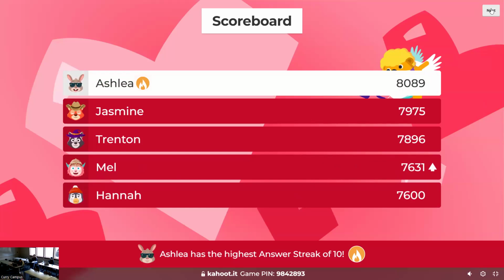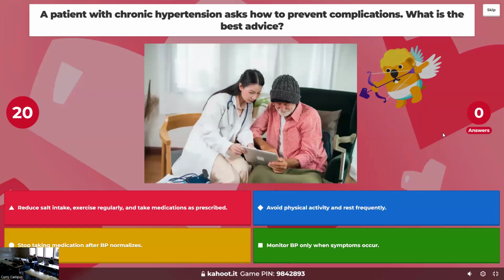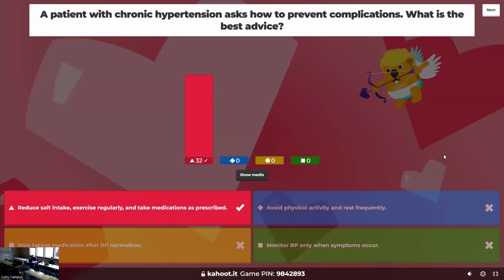All right. Ashley is ahead now. A patient with chronic hypertension asks how to prevent complications. What is the best advice? And the lower one is stop taking medications after BP normalizes. All right, we all got it. Good job. Reduce salt intake, exercise regularly, and take medications as prescribed.